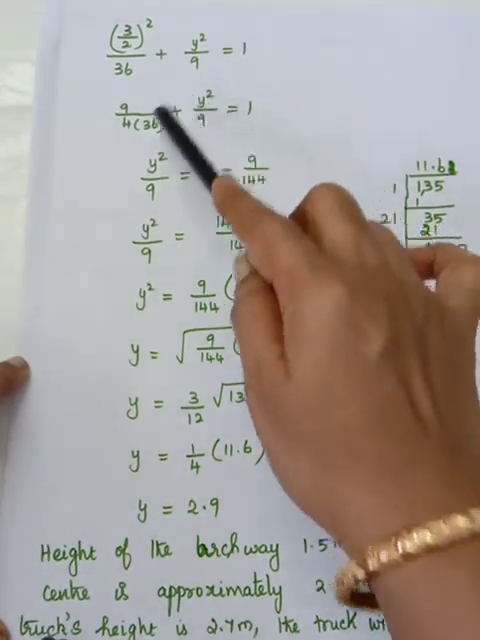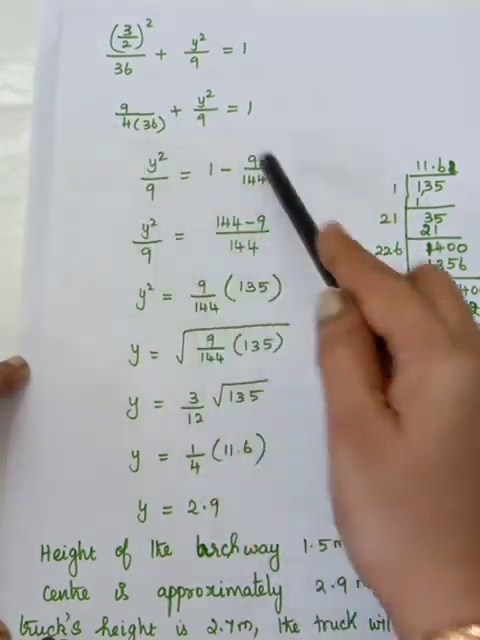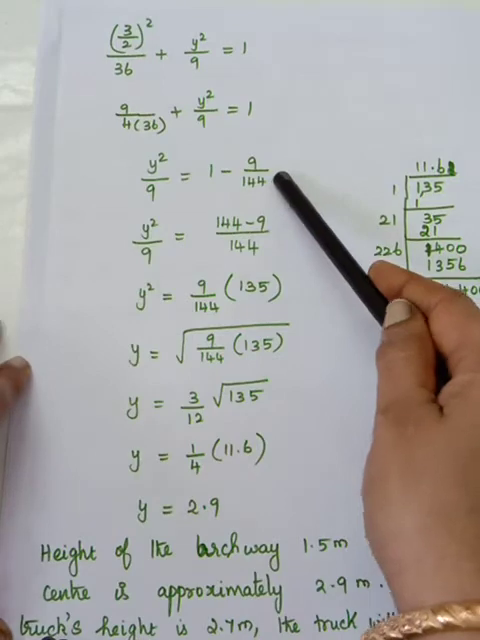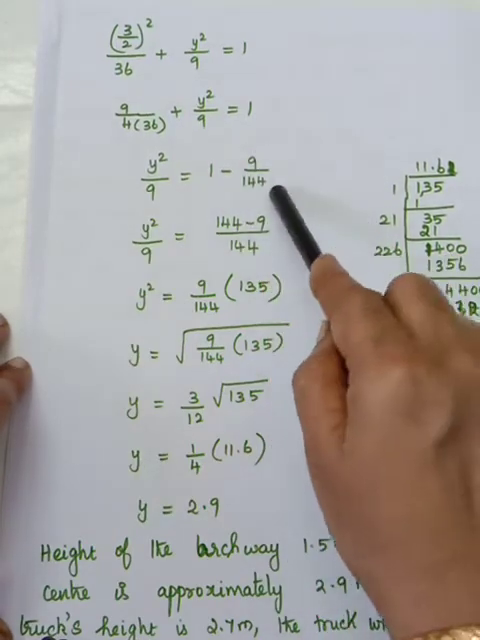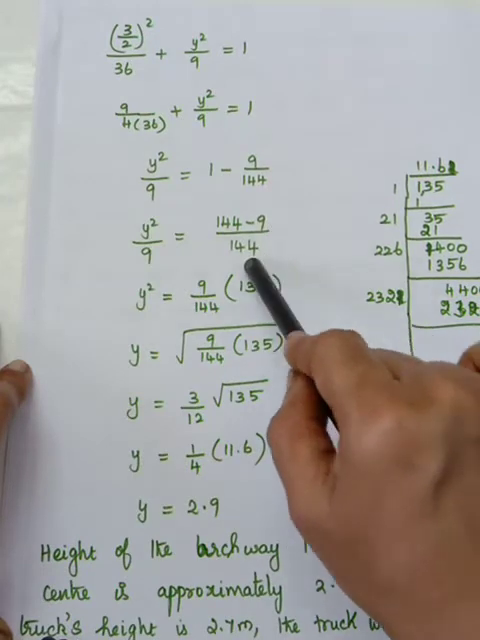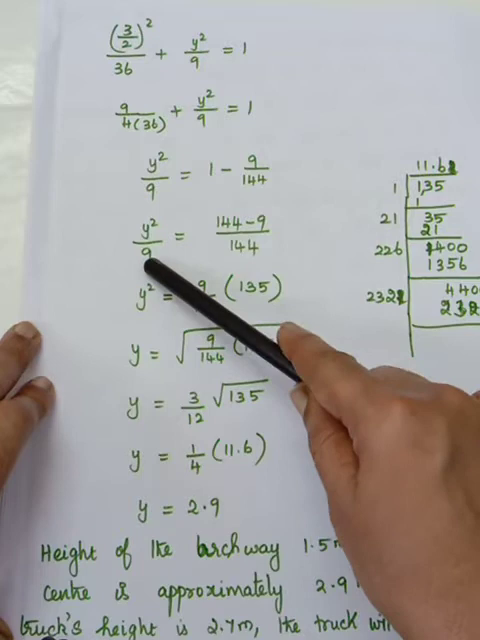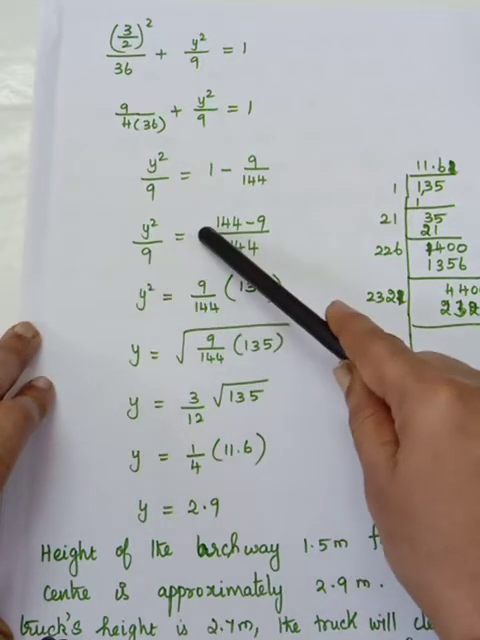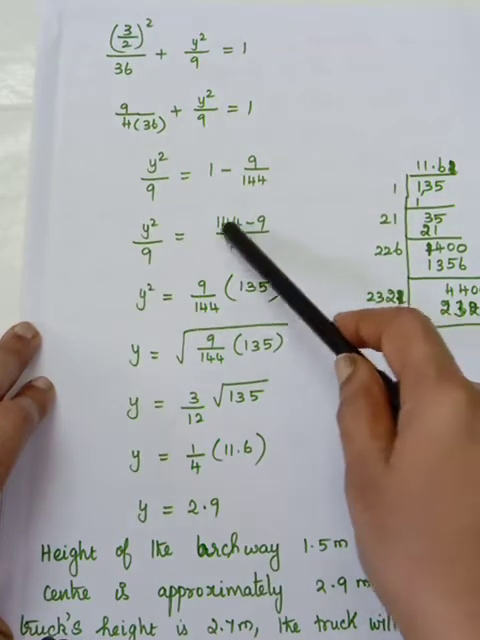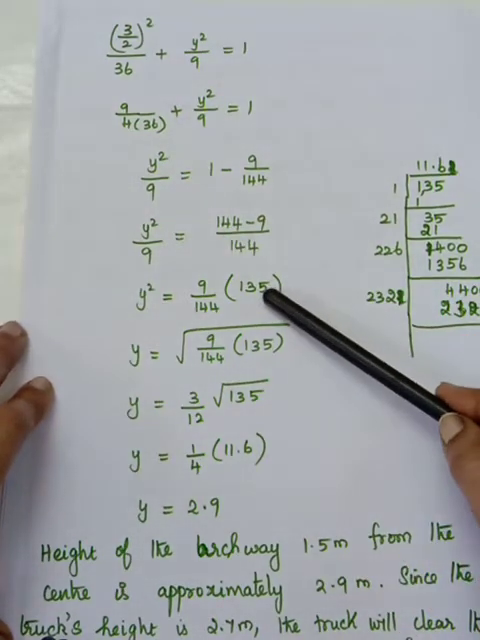So you keep y squared by 9 on the left side and bring this term to the right side as minus 9 by 144. If you take the LCM, it is 144 minus 9 divided by 144. So this 9, which is in the denominator on the left side, we can bring to the numerator. So 9 by 144 into (144 minus 9), which is 135.